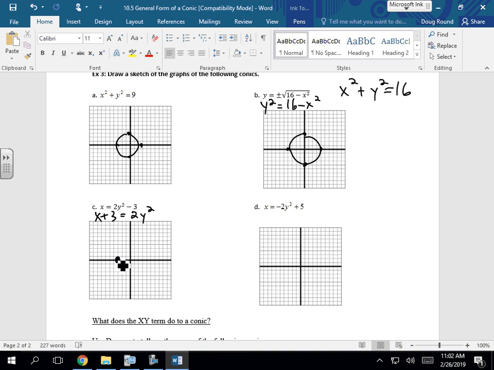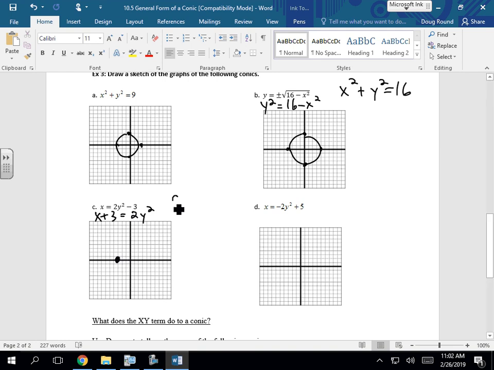And then if I wanted to be a little more accurate, could I find where it crosses through the y-axis? Do you think you could find where it is? How would you find where it crosses through the y-axis? What would x be equal to when it crosses the y-axis? 0. So you'd have to do this.